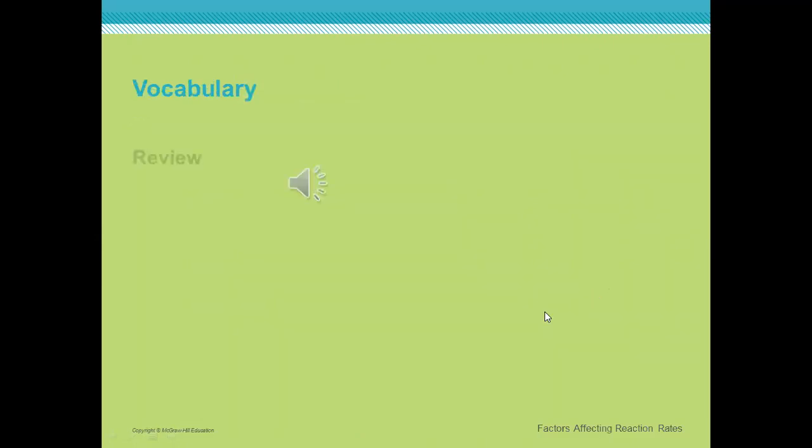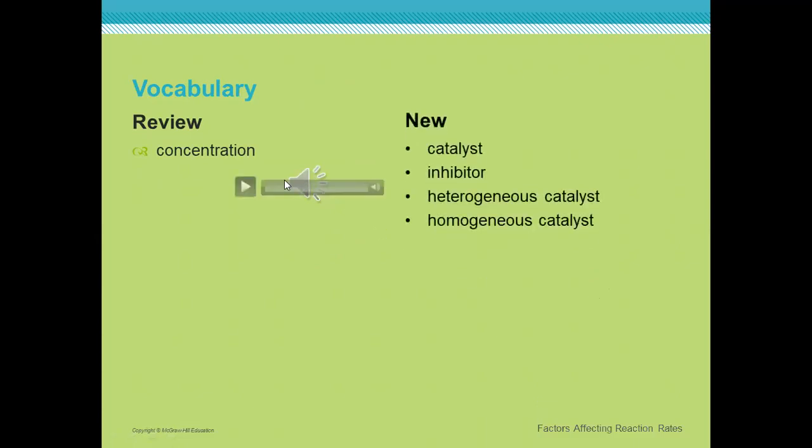The vocab that we studied before was concentration. But the new vocab that we are going to study, listen to them, please: catalyst, inhibitor, heterogeneous catalyst, homogeneous catalyst. Can you read again, Khalid, please? The new vocab: catalyst, inhibitor, heterogeneous catalyst, homogeneous catalyst.